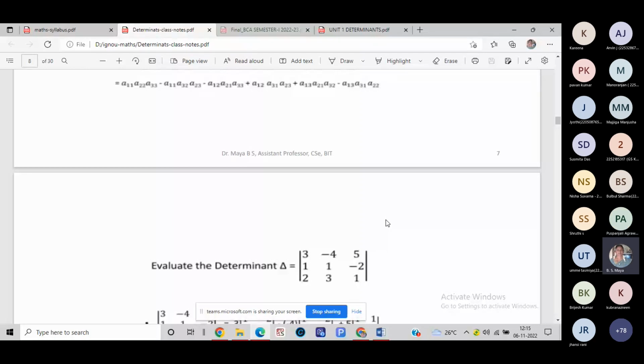3, minus 4, 5; 1, 1, minus 2; 2, 3, 1. Let me get the back of the pen and check.